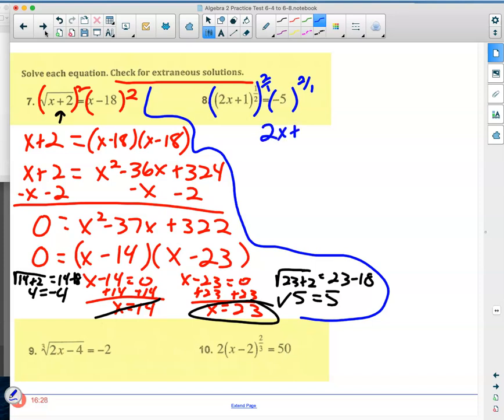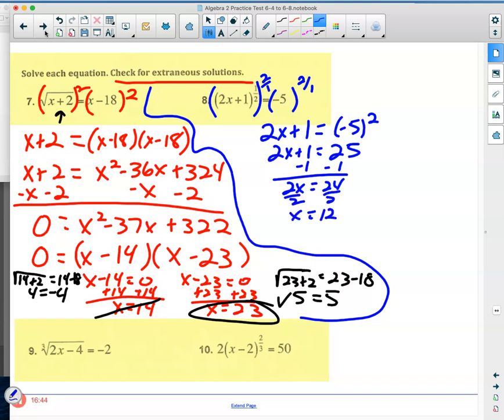So that would give me 2x plus 1 equals negative 5 squared. And negative 5 times negative 5 is 25. And then we'd subtract 1 from both sides and divide by 2. And x equals 12. But we have to check it. So, parentheses, 2 times 12 plus 1. If we raise that to the 1/2 power, are we going to get negative 5? Well, 2 times 12 is 24, and 24 plus 1 is 25.